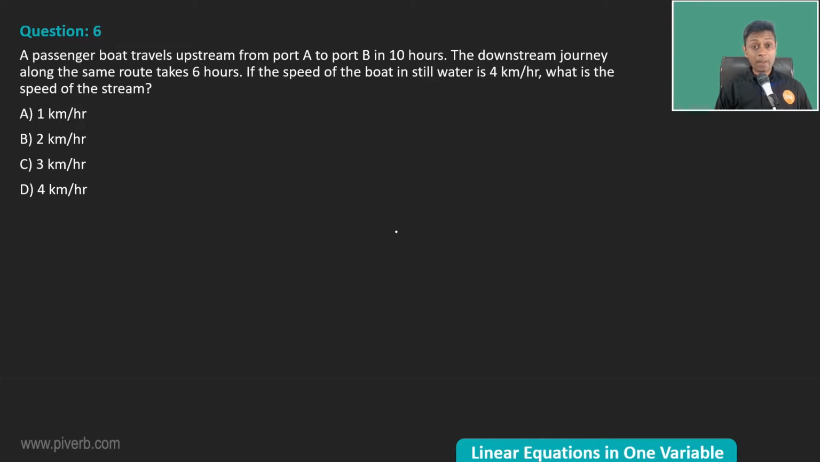A passenger boat travels upstream from port A to port B in 10 hours. When port A is here, port B is here. This trip takes 10 hours. The downstream journey along the same route takes 6 hours. Going down, you do it in only 6 hours. What's the difference? Why is this different?